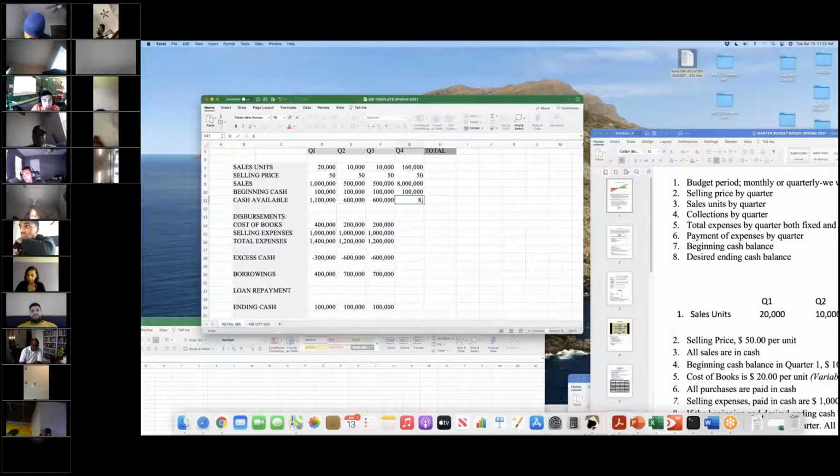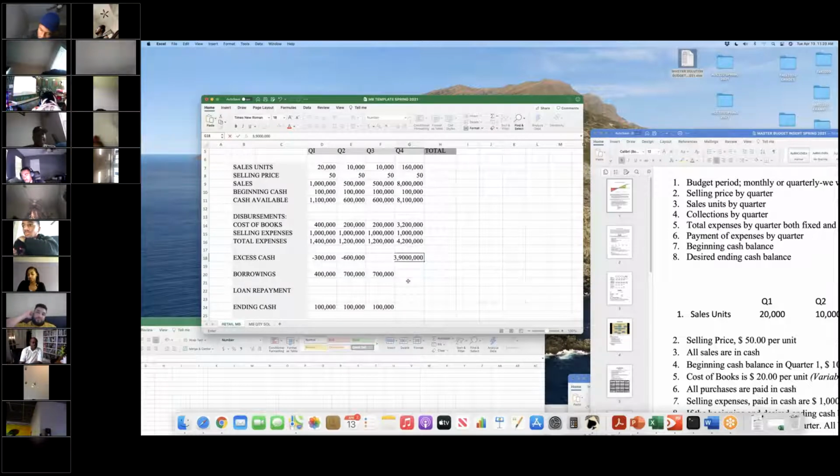So then 8,100,000 is what we have available. What's the cost of the books going to be? 3,200,000. Okay. And so our selling expenses stay the same. So we got 4,200,000 expenses. So what's our excess cash now? 3,900,000.